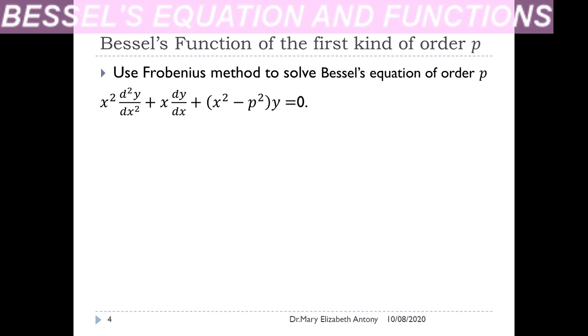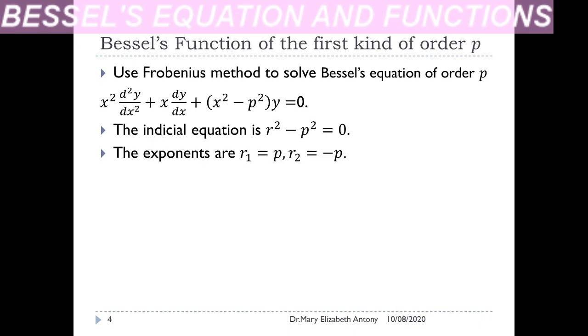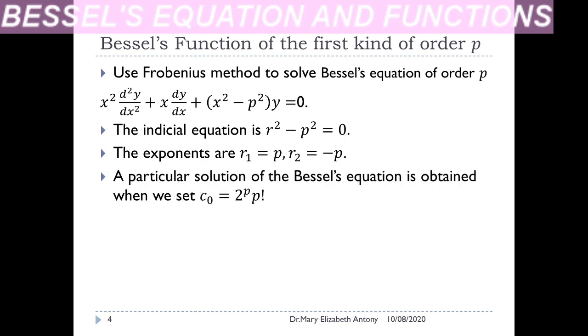We are trying to find a solution at the point x equal to 0, and we have to use the Frobenius method. The indicial equation is r² − p² = 0. The exponents are p and −p. A particular solution of Bessel's equation is obtained when we set c0 equal to 1/(2^p · p!). In the previous case we had assigned the value 1, and in this case we will assign the value 1/(2^p · p!).